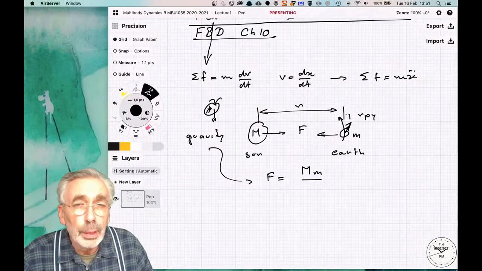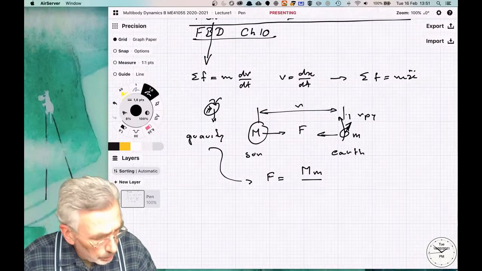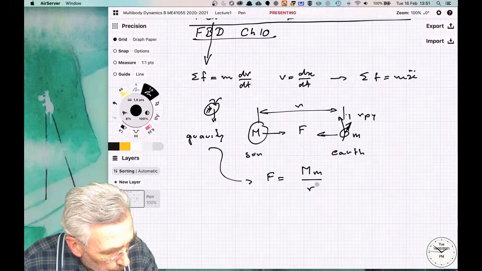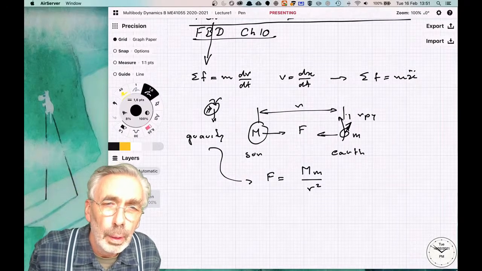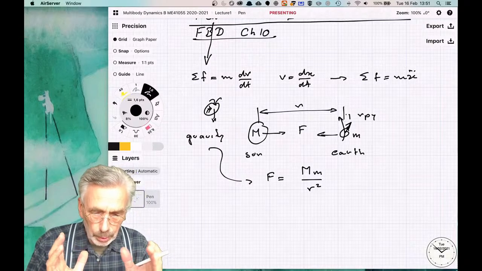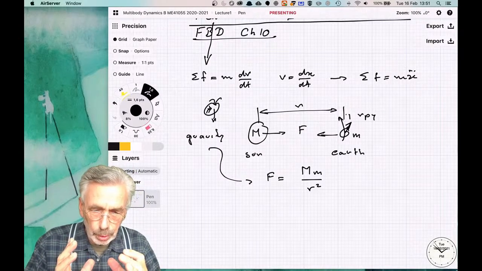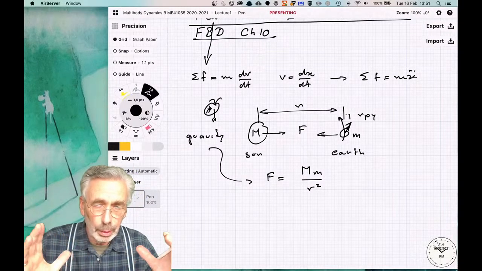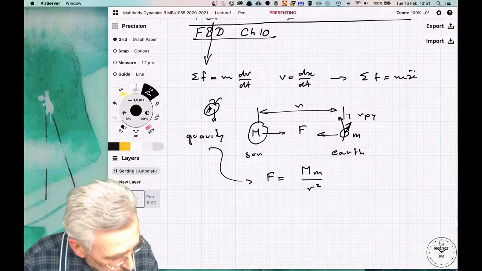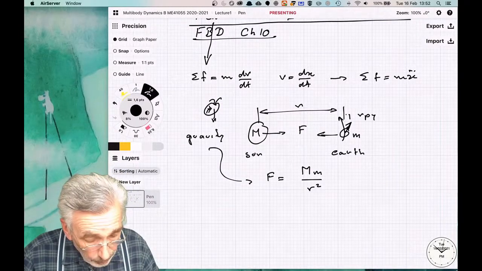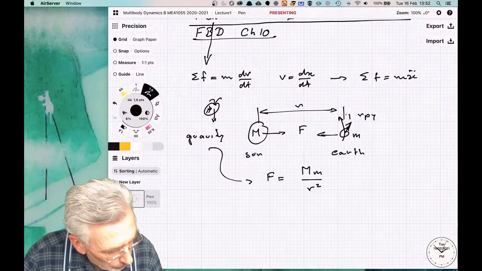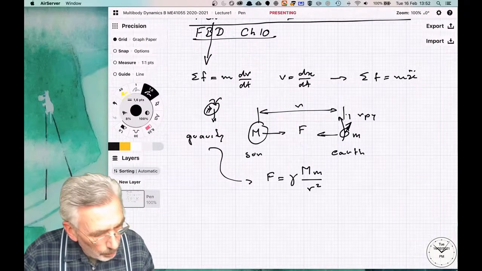The farther away you are, the weaker the force is, and it's r squared. My son explained why it's r squared. Because you could see it like a circle, which enlarges, or something like that. I don't know. Anyway, I still find it intriguing that it's r squared. And then there's some constant gamma.